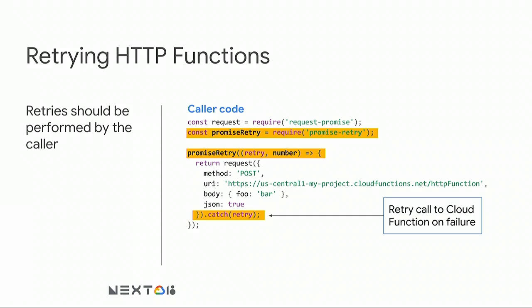In case of HTTP functions, the calls should be retried by the caller. So you can change your caller's code to either implement your own retry logic or use an existing library or module that can perform retries for you. For example, in this case, the promise retry module retries the calls to Cloud Function because we return the request promise inside the promise retry call.